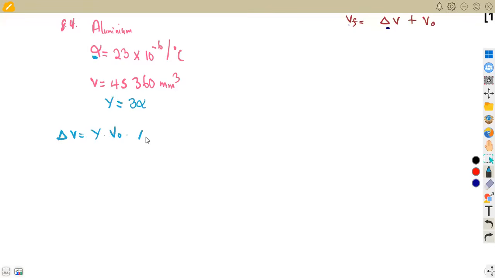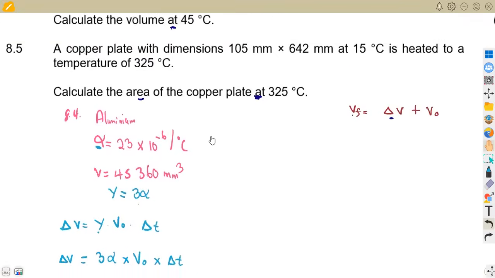In this case, we're supposed to have the change in temperature. But if we consider what we have here, instead of this gamma, we can substitute the 3 alpha. So the change in volume is given as 3 alpha, for the volume expansion, times the original volume, times the change in temperature. All right, so we have all these in our information, I didn't talk about the temperature. Why?